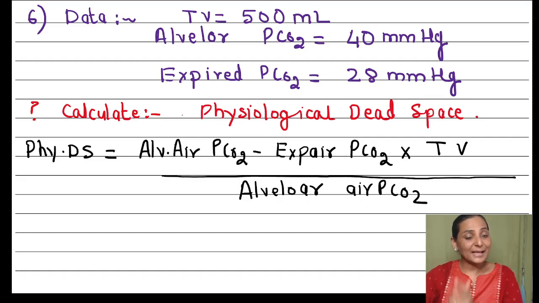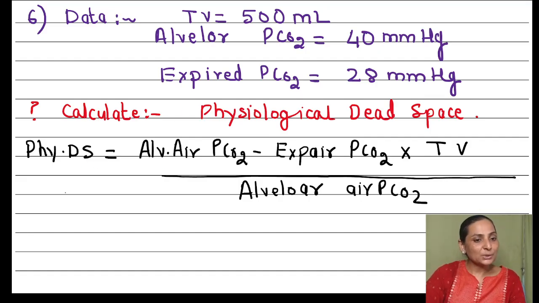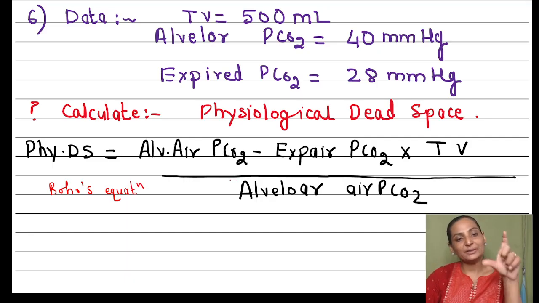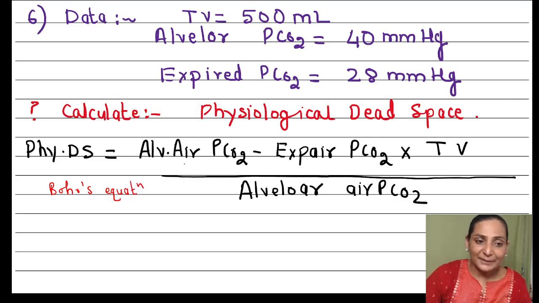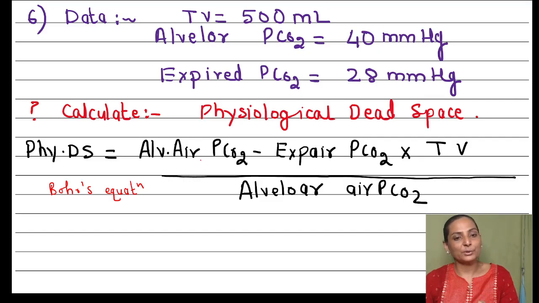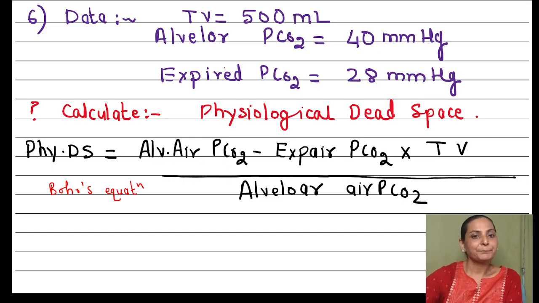Now the next one is calculate the physiological dead space. So this is actually what we call Bohr's equation. Remember, the anatomical dead space is calculated not by this formula, but you have a different method for that, which is the single breath nitrogen technique. Here we calculate the physiological dead space. Data given to us is tidal volume, which is 500 ml, alveolar PCO2, that is partial pressure of carbon dioxide, which is 40, and expired PCO2, that is 28.